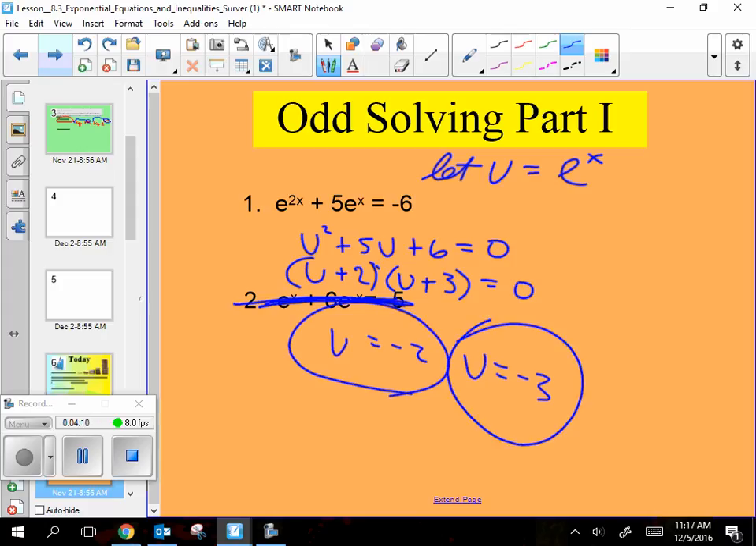We never even dealt with the e to the x. We just took it out. So now what do you think we have to do now? Put it back in. Because u is actually equal to e to the x, now this problem becomes e to the x equals negative 2. And over here, e to the x equals negative 3.